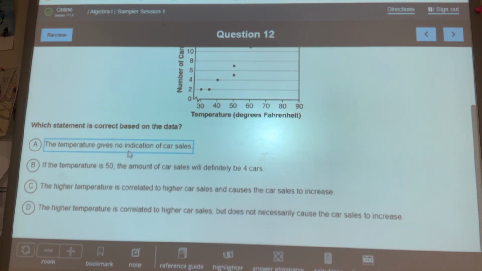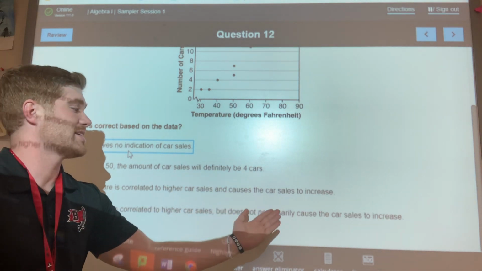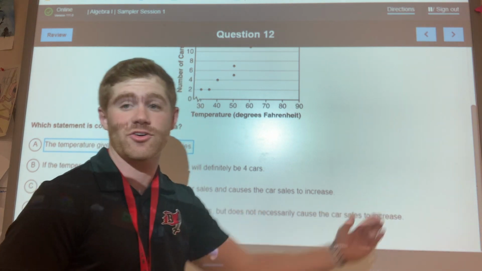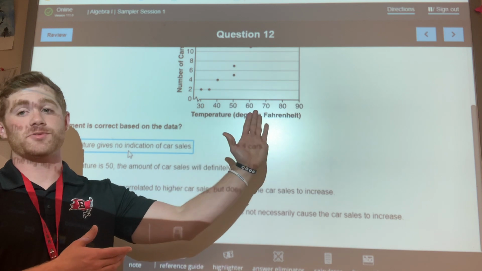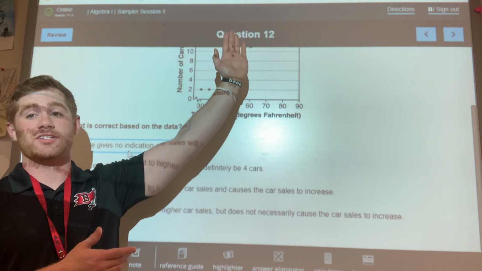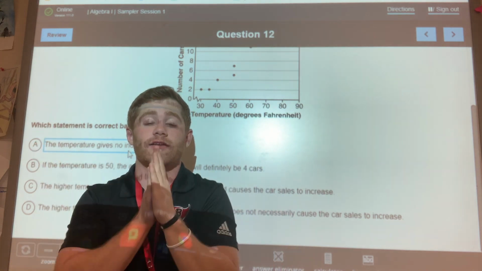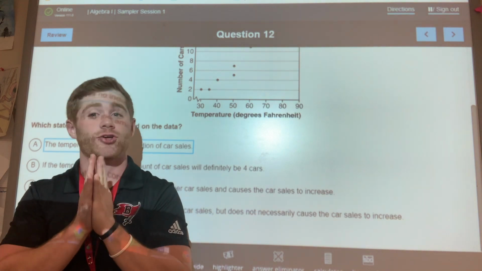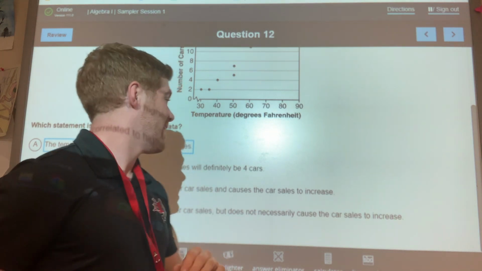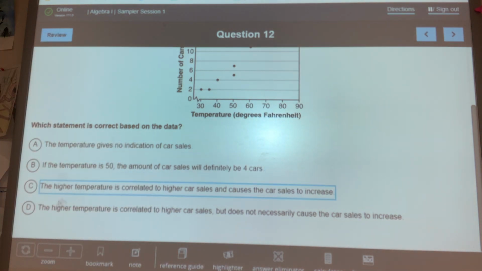Okay, so D says the higher temperature is correlated to higher car sales, but does not necessarily cause the car sales to increase. And that is going to be true, because it does show that the higher temperatures do relate to higher car sales, but temperature and car sales are not like coded together. Don't know the mathy way to say that, but that does not necessarily cause the car sales to increase. Okay, so we're going to go D on that one. Okay, on to the next one.